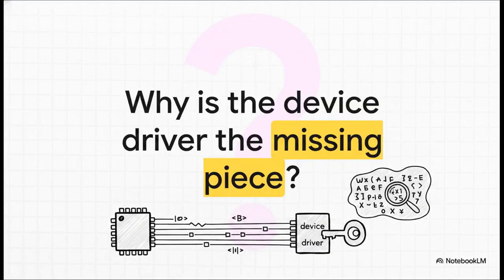Which leaves us with this final kind of provocative thought. If SPI is really just about shifting bits synchronously across 4 wires, why is your specific device driver the actual missing piece of the puzzle? Well, the answer is that SPI itself is just a blank canvas. It is a remarkably fast, elegant electrical standard, but it enforces no universal language. To truly unlock the hardware, you must dive into your specific peripheral's datasheet to learn its unique dialect.